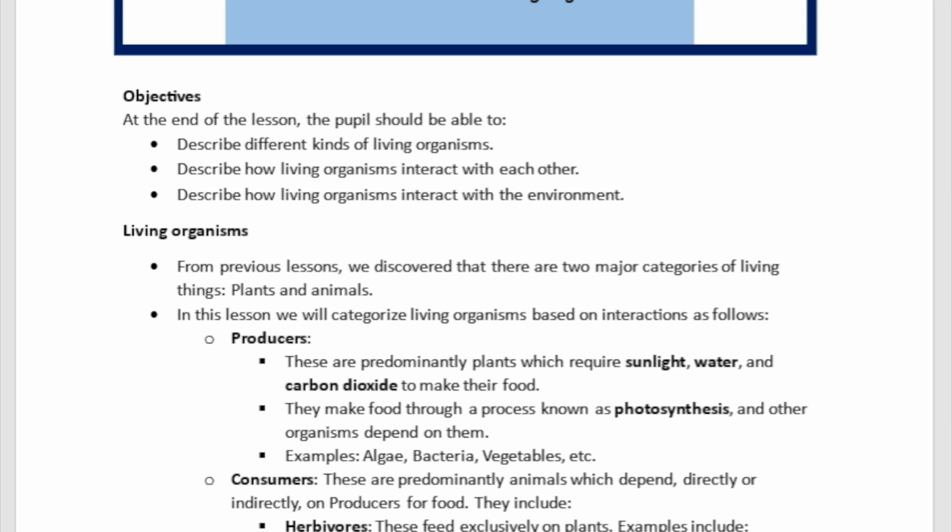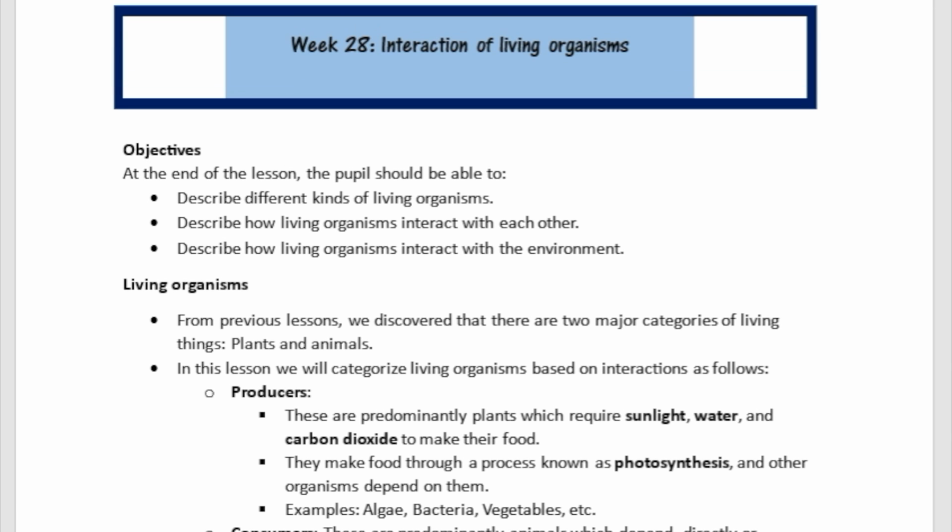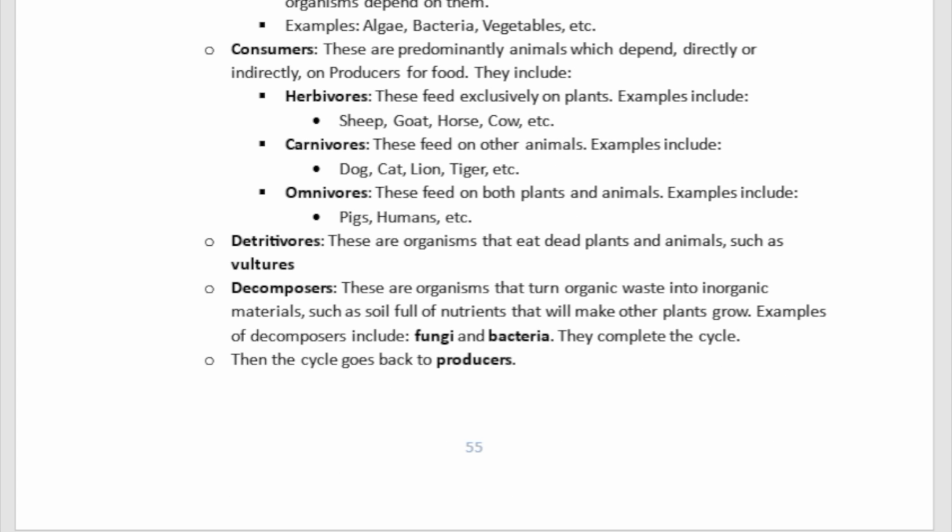And then there are decomposers. Decomposers are organisms that turn organic waste into inorganic materials, such as soil full of nutrients, which make all the plants grow. Examples of decomposers are fungi and some bacteria, and then they complete the cycle. So the cycle goes back to producers, and then from producers to consumers, consumers to detritivores, and from detritivores to decomposers. And then the cycle goes on and on.